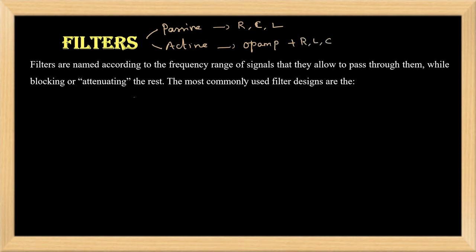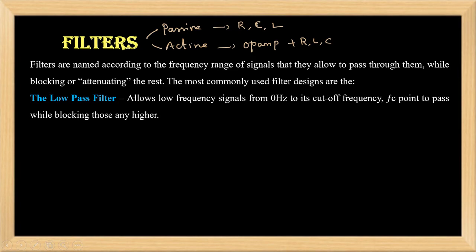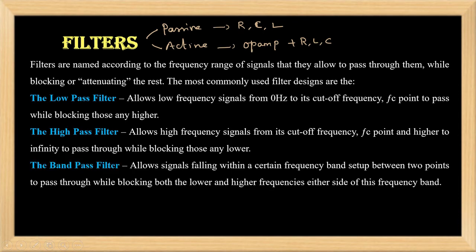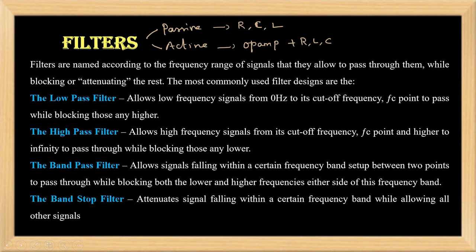If we classify the filters based on the band of frequencies it allows or rejects, we can have four types. The first one is a low pass filter which allows the frequency signal from 0 Hz to its cutoff frequency Fc and blocks the higher signals. The high pass filter allows the higher frequency signal from its cutoff frequency and blocks the lower frequency signals. Band pass filter allows the signals that are falling within a band and rejects other signals, and the band stop filter blocks the signals that are falling within a band and allows other signals.